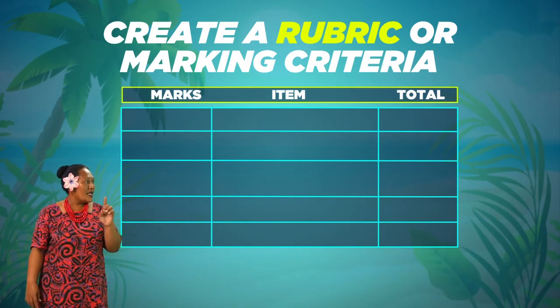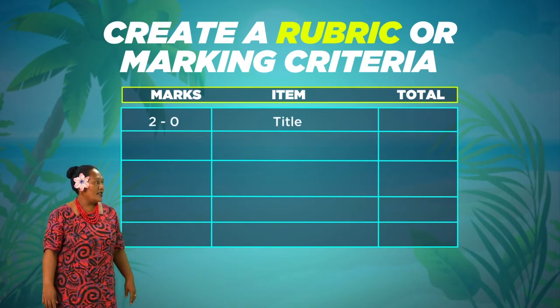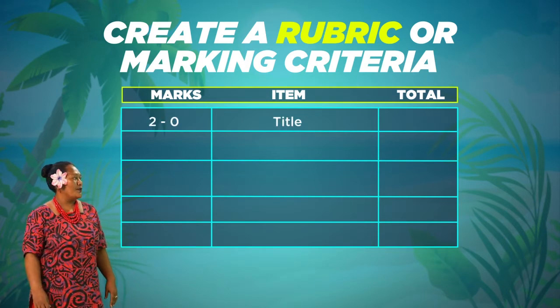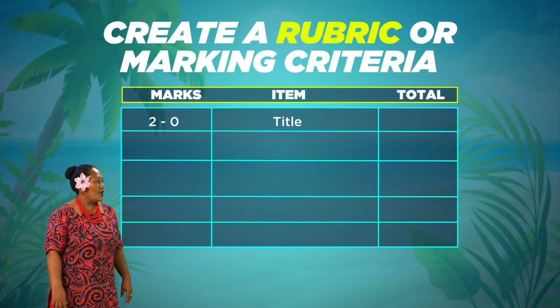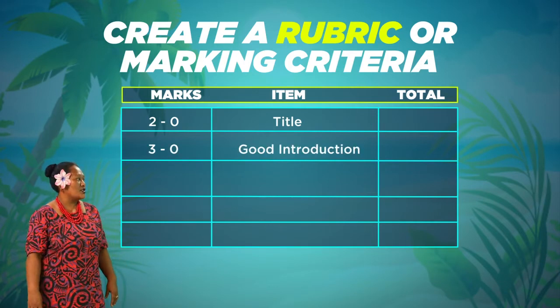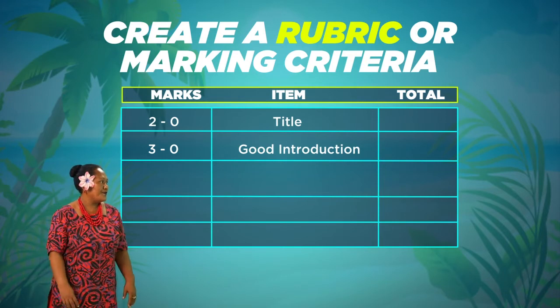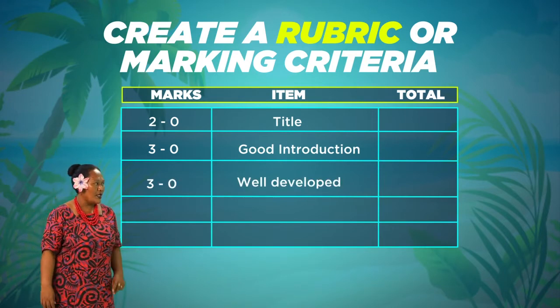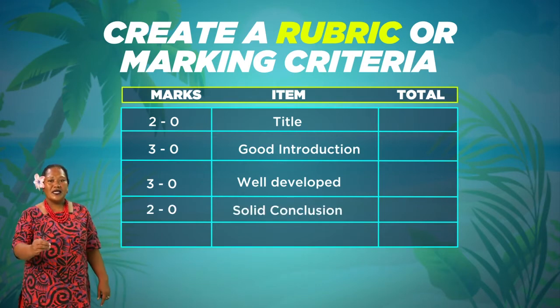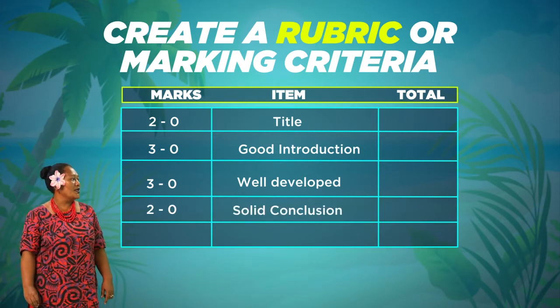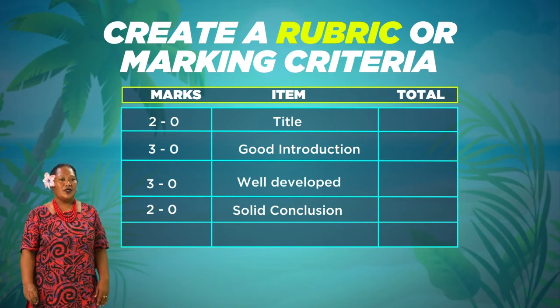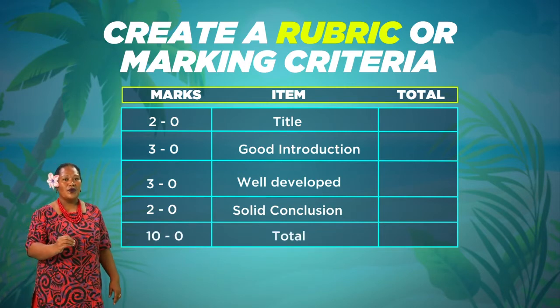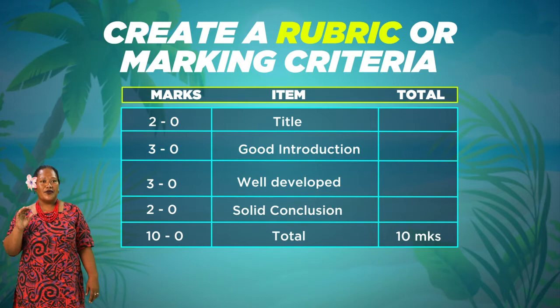You get 2 marks if your story has a title. When you come up with a good introduction, you will get 3. When your story is well developed, you will get 3. When there's a solid conclusion in your story, you will get 2 marks. So if you fail to do so, you will get 0.